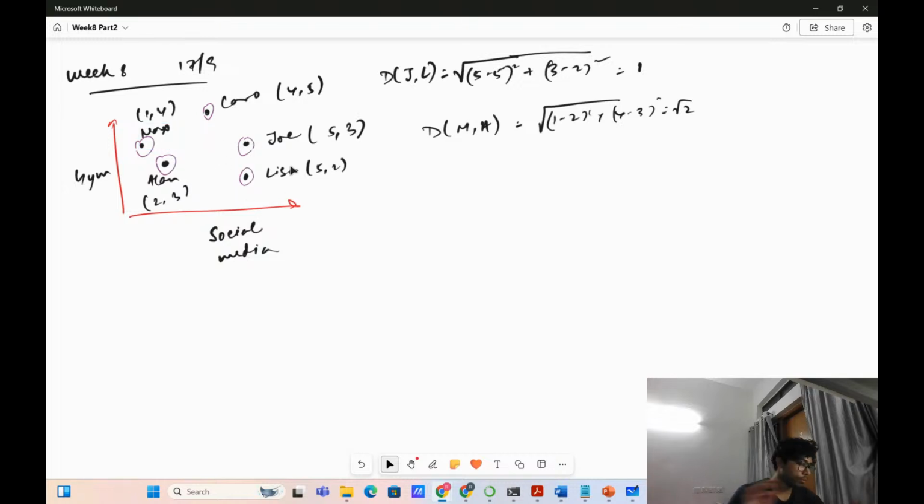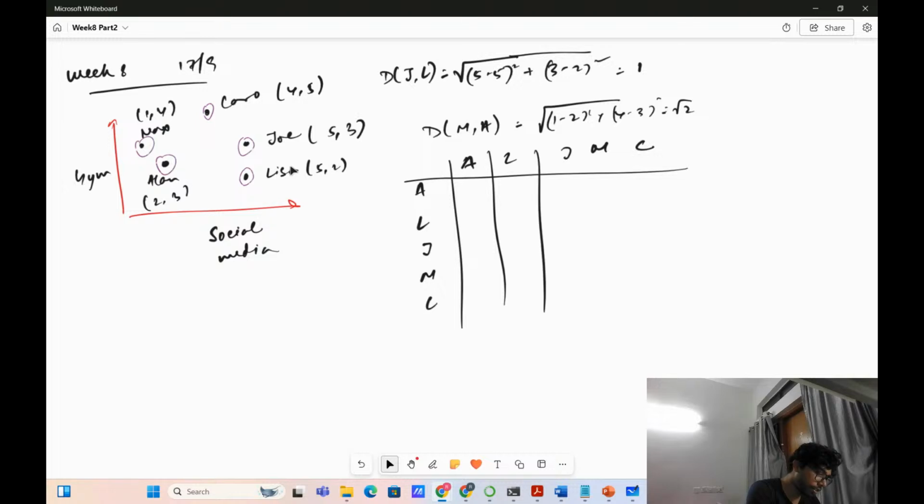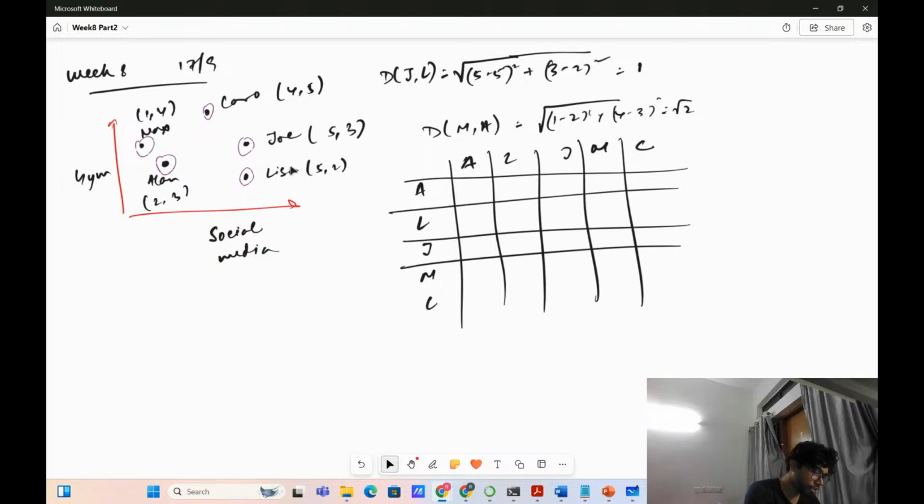You calculate the distance between all the pairs and find which has the lowest distance. Let me just show you one thing. You have Alan, Lisa, Joe, Max, Caro. So you just make a matrix like this. In this, the distance of Alan from Alan is 0. The diagonal entries will be 0. Here you will have the distance between Alan and Lisa. You calculate it and write it over here.